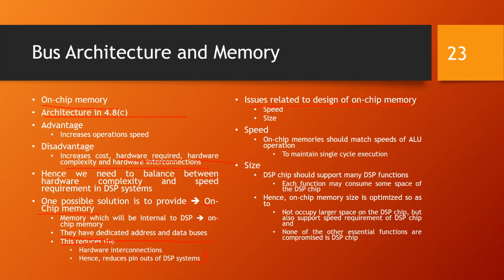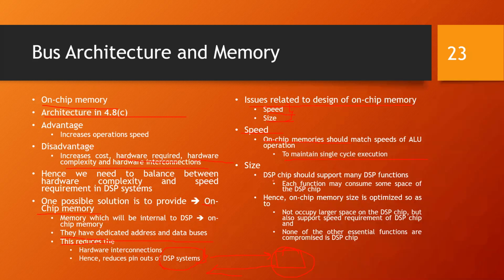So what are the issues related to the design of the on-chip memory? It is the speed and the size. Speed, because DSP systems have to operate at a very high speed. So going and accessing the memory and fetching the information, this on-chip memory should support that. That is again possible because of the new technologies which have come in. In a single execution cycle is what we are looking for. So on-chip memory should support these kinds of approaches used in systems.